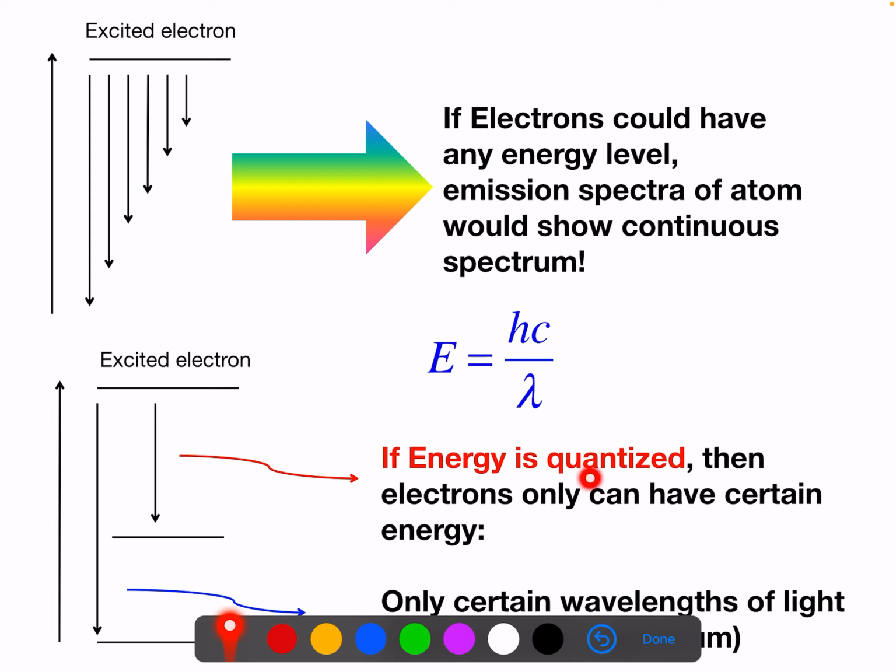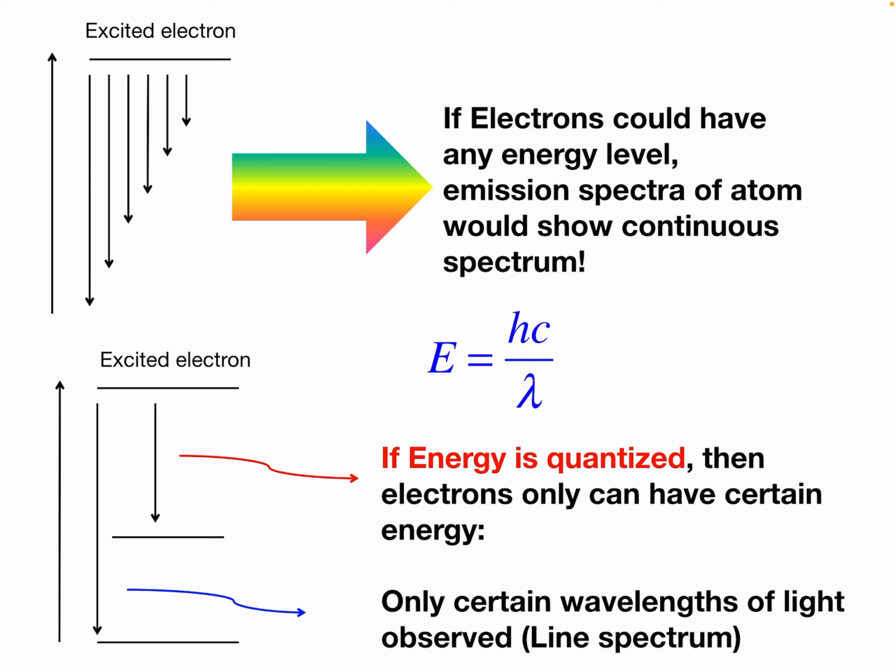This word quantized, all it means is the energy comes at discrete energy levels. An electron can be here, it can be here, or it can be here, but it can't be in between. So if we have an electronic transition, we can go from the top line to the middle line. That would be a wavelength of light. It can go from the top line to the bottom line. That would be one wavelength of light. Or it can go from the middle line to the bottom line. That would be a third wavelength of light. But what we can't do is ever go to a spot halfway in between any of those lines. That's not allowed. And our line spectrum is actually evidence for this quantization of energy.